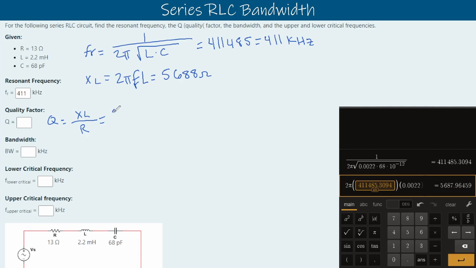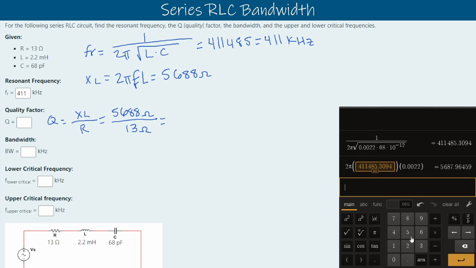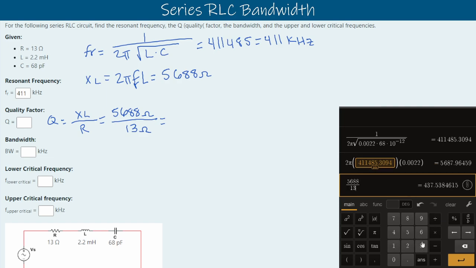So we'll use that in here. So 5,688 ohms divided by our resistor value of 13 ohms. And that should be our quality factor. So 5,688 divided by 13 gives us 437. And there's no units for the quality factor because it's a factor of two numbers. 437 is our answer for that one.